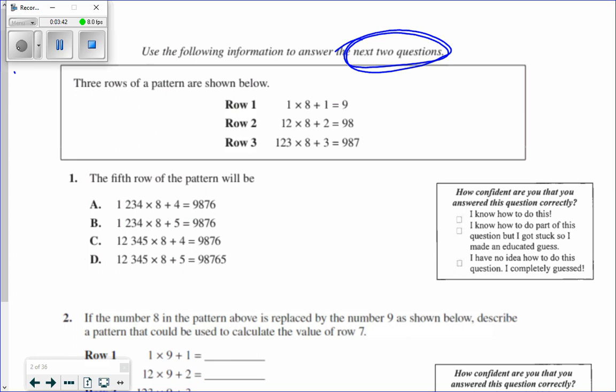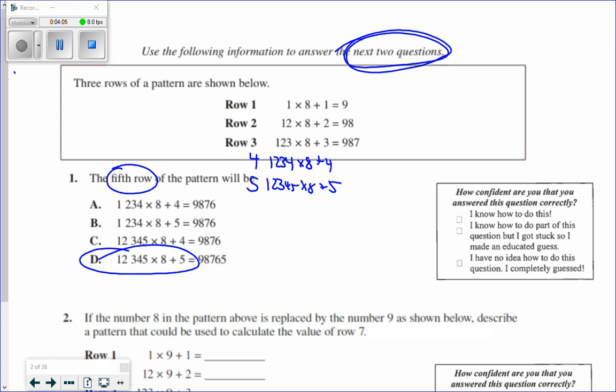Okay, so row 5. So I would probably just expand it out and just keep going. So this would be 1, 2, 3, 4. This would have to be 1, 2, 3, 4, 5 times 8 plus 5. It's got to be D. Okay.